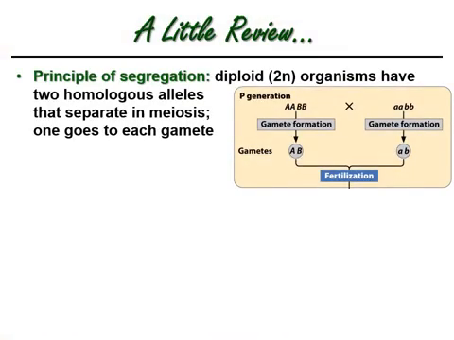Now, before we begin, let's do a little review so that we're all on the same page. So on the title slide, I mentioned that this is something that Mendel didn't run into, right? So let's talk about what Mendel saw and what we've learned as Mendelian dominance and classical Mendelian genetics. So basically what we're talking about is the principle of segregation. The principle of segregation states that diploid organisms have two homologous alleles. They're going to separate from one another in meiosis. One is going to end up in each gamete.